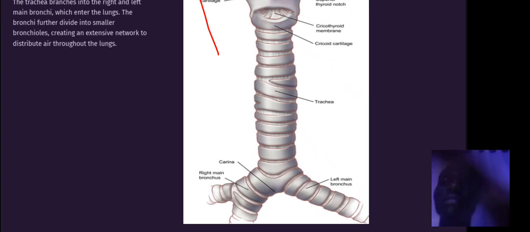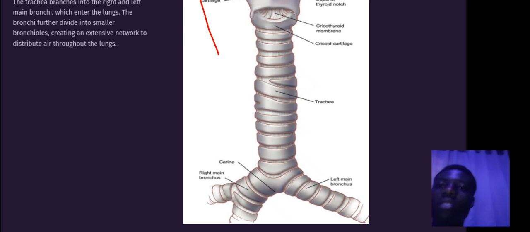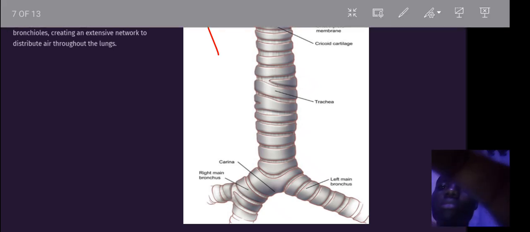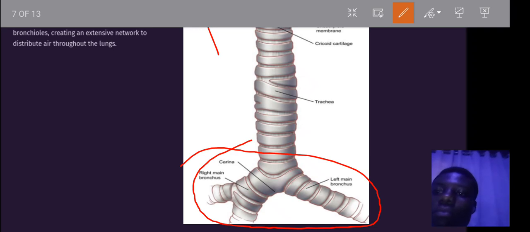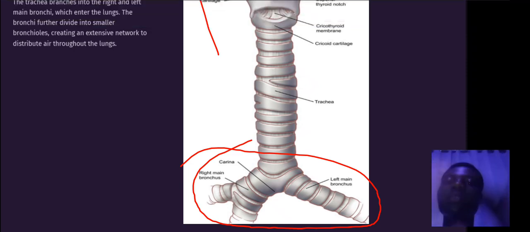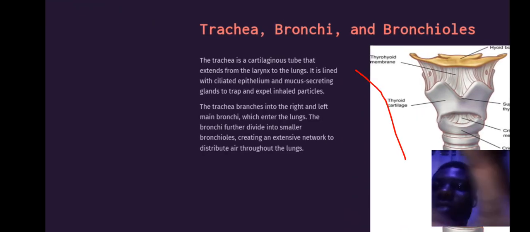Now let's look at the latter part. In the latter part, we are having some branches. These branches are called the bronchi. We have the left bronchus and the right bronchus. These branches are leading into the lungs to form some other branches also.